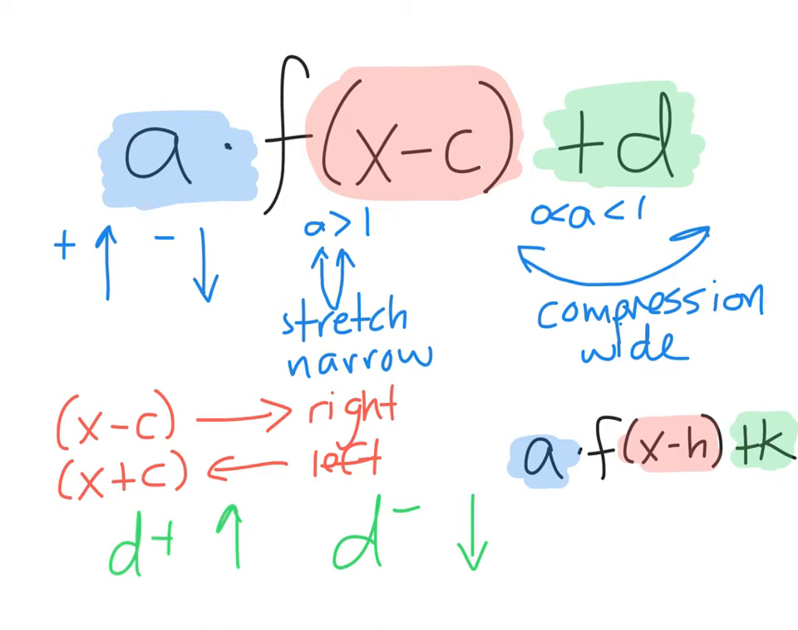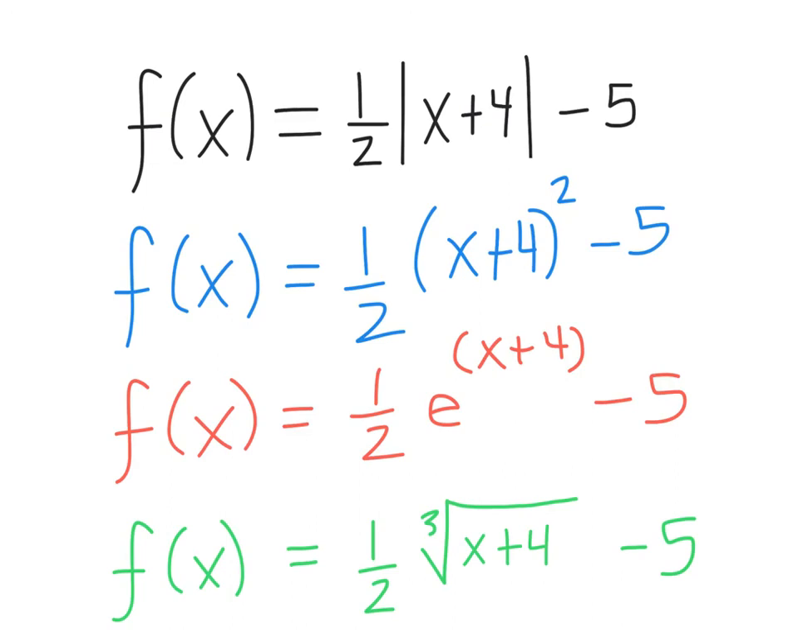Let's look at an example. Here we have 4 different examples of 4 different functions. We have the absolute value function because of the absolute value lines. We have a quadratic function because it's squared. We have an exponential function because it's e to the x. And we have a cube root function.